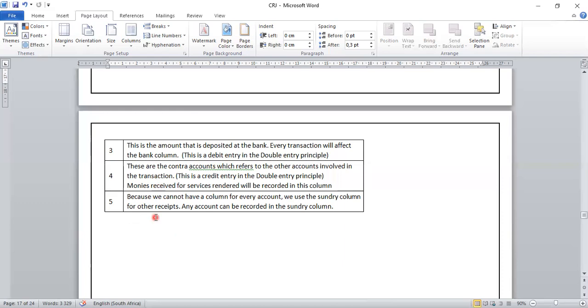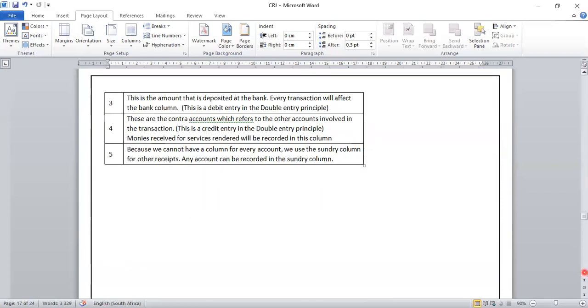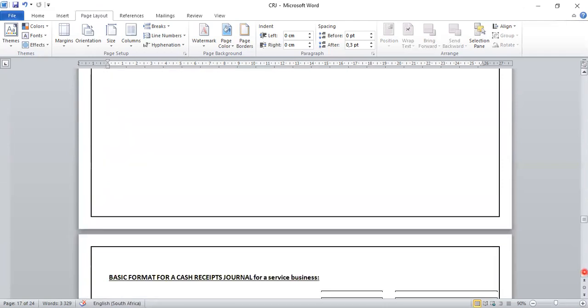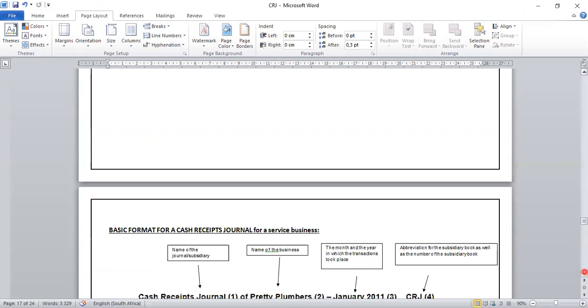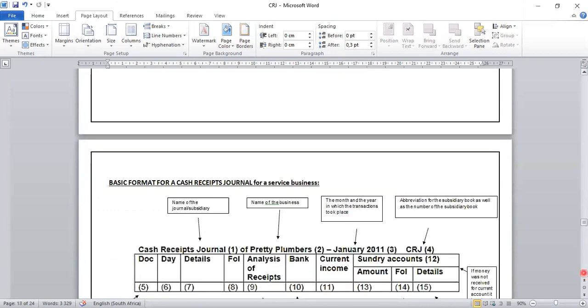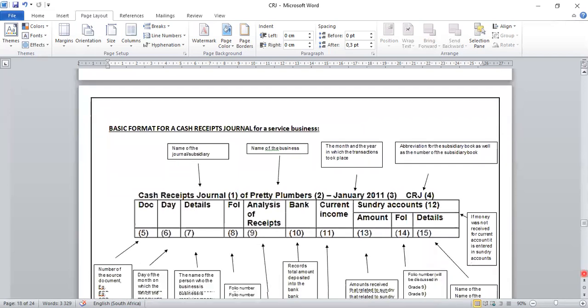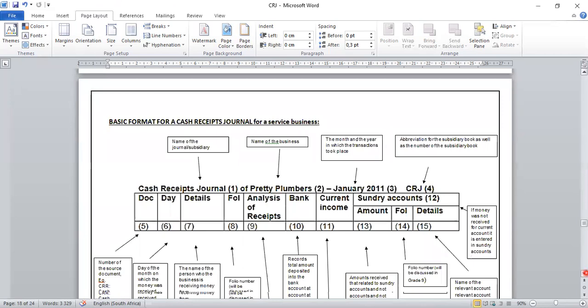Lastly is our sundry account column. Because we cannot have a column for every account, we use the sundry column for other receipts. Any account can be recorded in the sundry column. Then let us look at the format of the cash receipt journal in more details. So here you have a bit more information as to what goes to each column of the cash receipts journal.